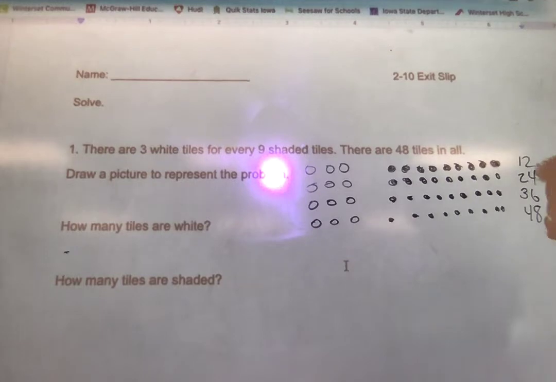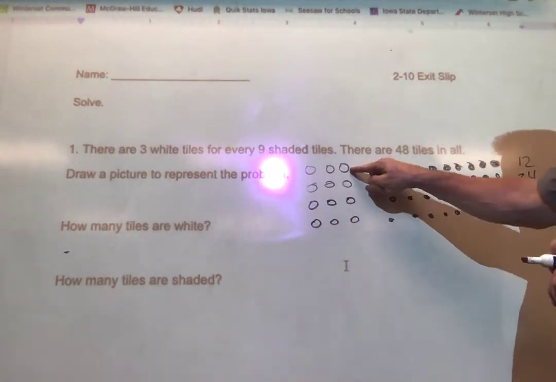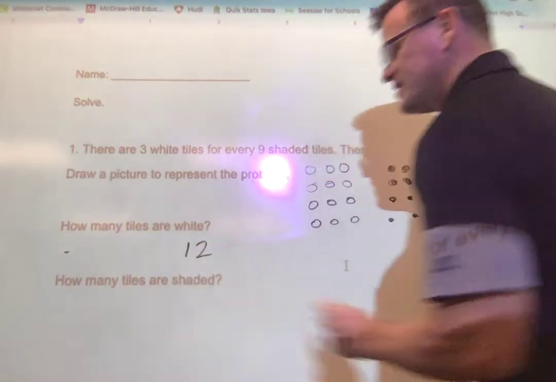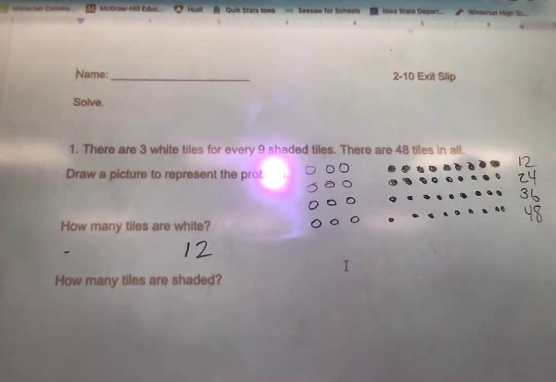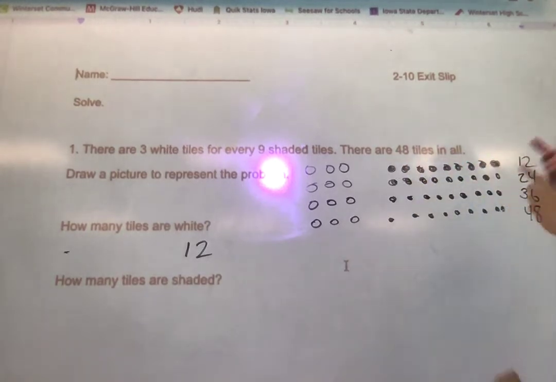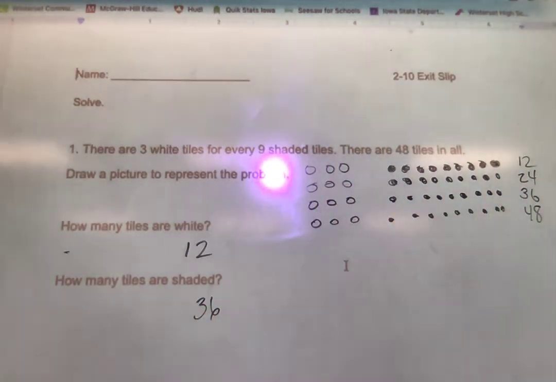And my questions now are pretty simple to answer. How many tiles are white? Well, I know it's 3, 6, 9, 12. I know there's 12 white tiles. And how many tiles are shaded? I've got 9, and I know there's 4 rows of that, so I could simply take 9 times 4, and I would have 36 of those shaded tiles.